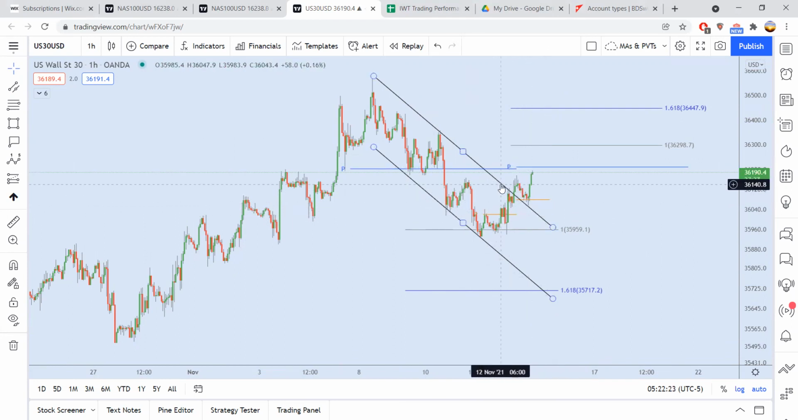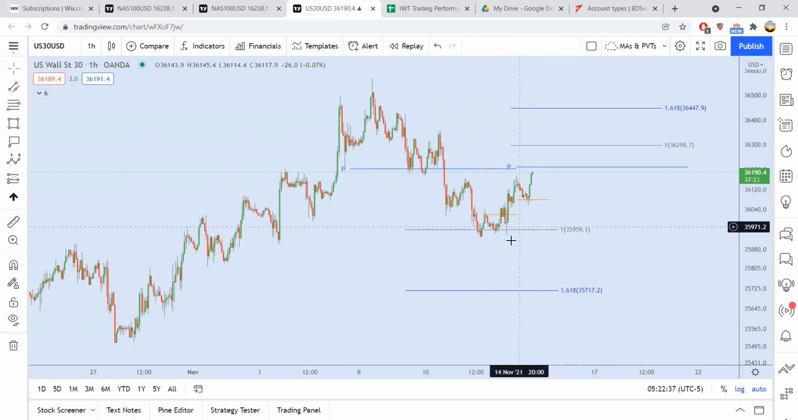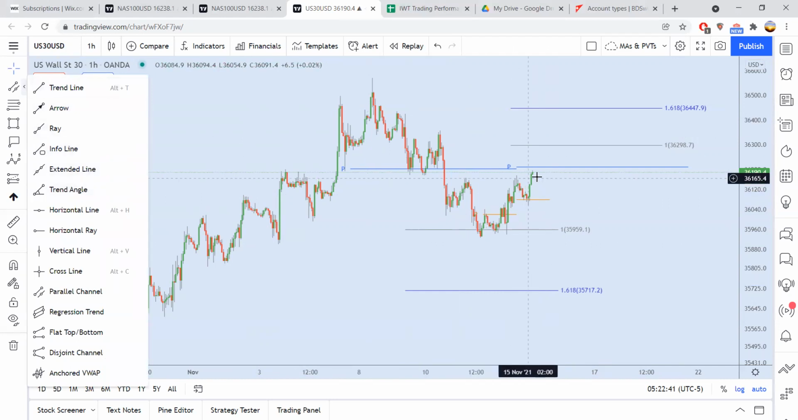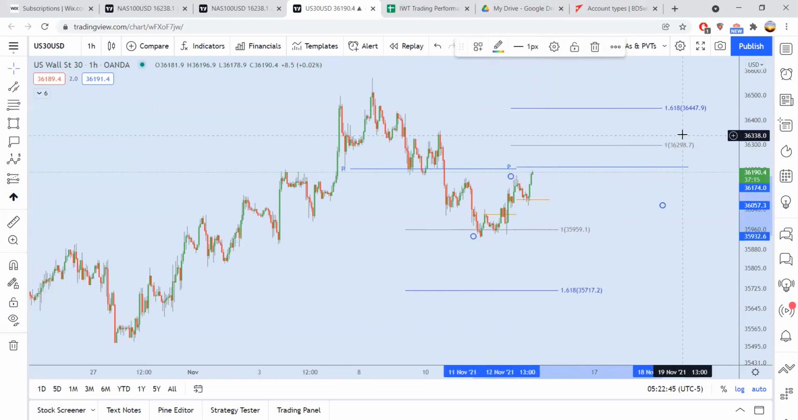So here we have kind of theory statements, but it's working well. The upper bound of the channel is broken to the upside. It got retested, held, now advancing higher. As long as we keep maintaining this progression of creating higher highs and higher lows and pullbacks, then Dow must continue trading higher. We have made an extension here for this move.